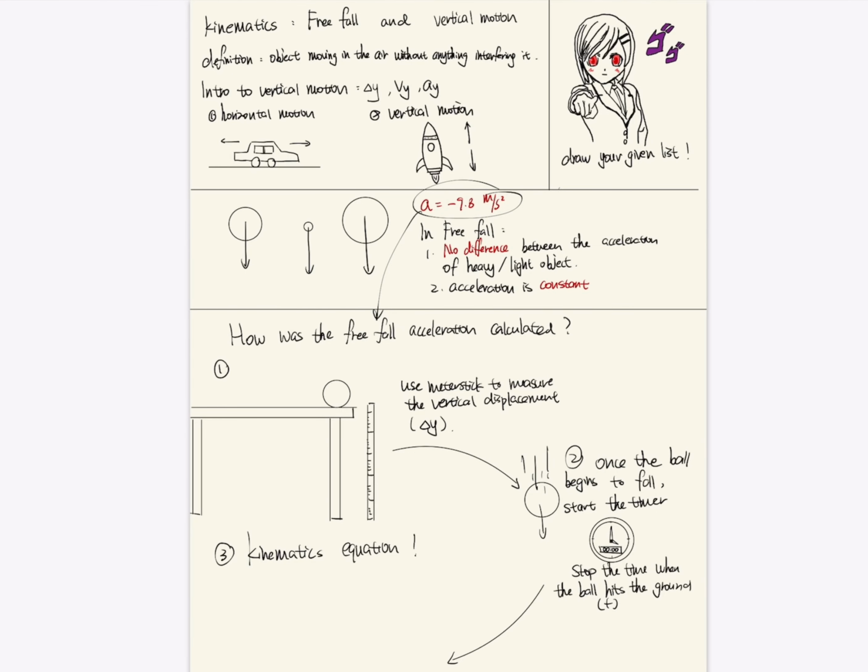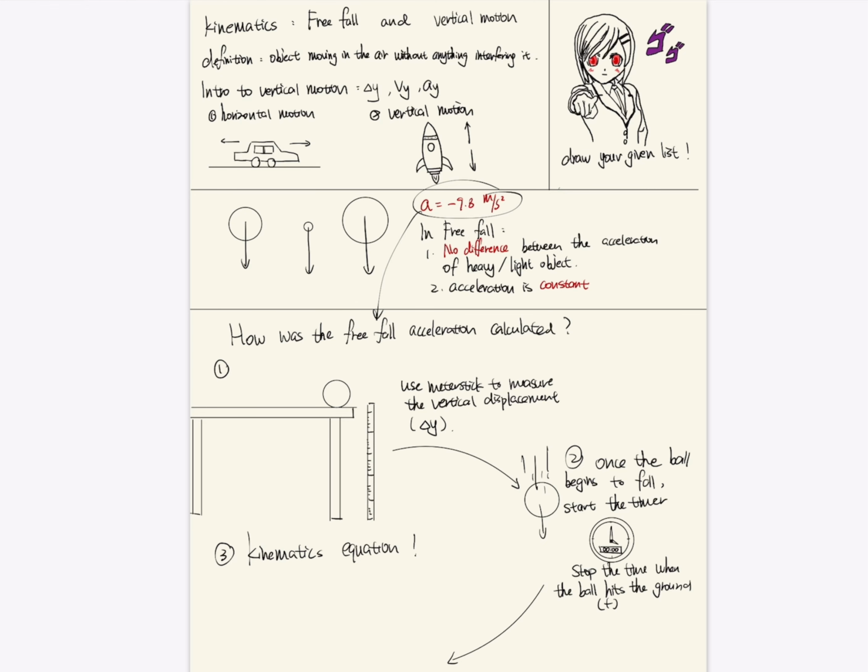Today we're going to learn about free fall and vertical motion. The definition of free fall is any object moving in the air without anything interfering with it. We already learned about horizontal motion, as you can think of a car going left or right. And today we're going to talk about vertical motion, so you can think of a rocket moving up or down.